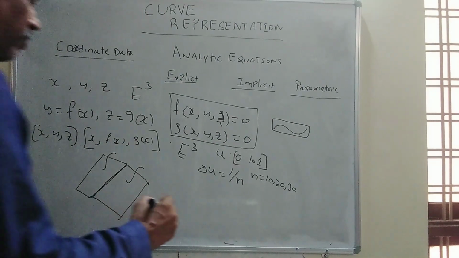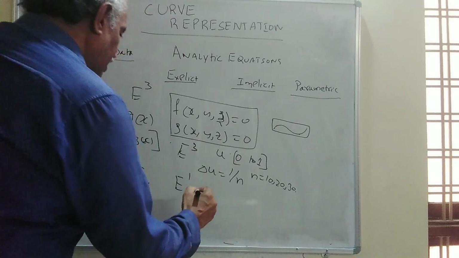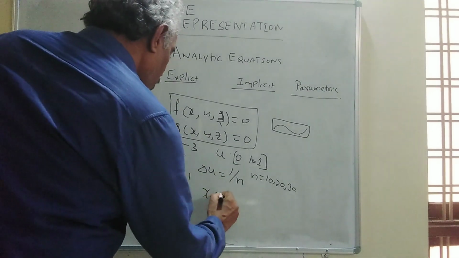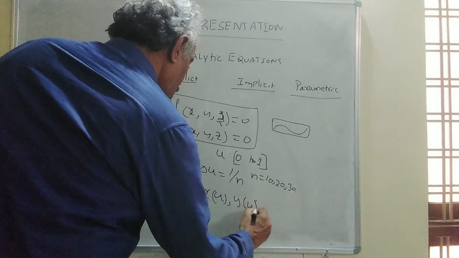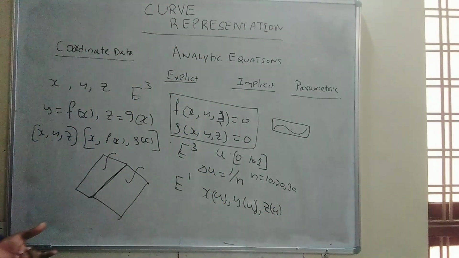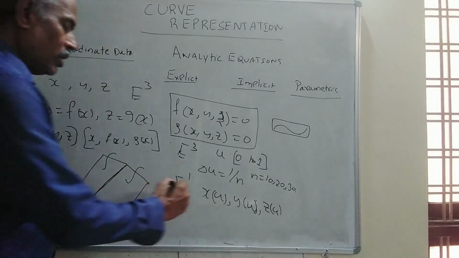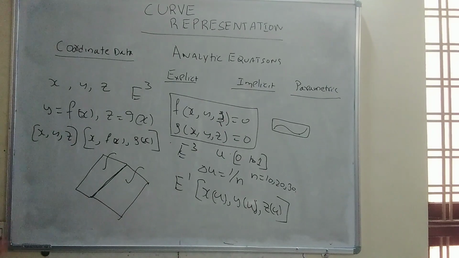Now, this parametric way will be evenly spaced. That means only one parameter will be there, like x of u, y of u, and z of u. So u will be varying from 0 to 1 for a number of points, and we get the coordinates x of u, y of u, z of u. So these are the three different ways you can represent a curve in the computer.